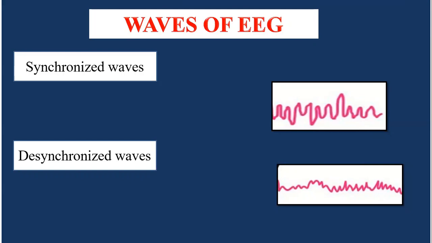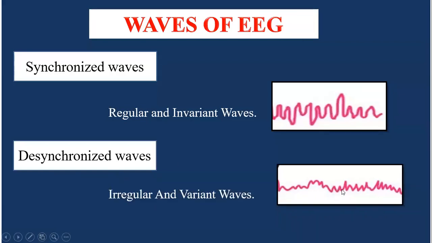So what are synchronized waves? As you can see here, synchronized waves are regular and invariant waves. All the waves are regular, they are similar to each other, and they are not different. While the desynchronized waves, as you can see here, are irregular and variant. These desynchronized waves are irregular and may be different from each other.